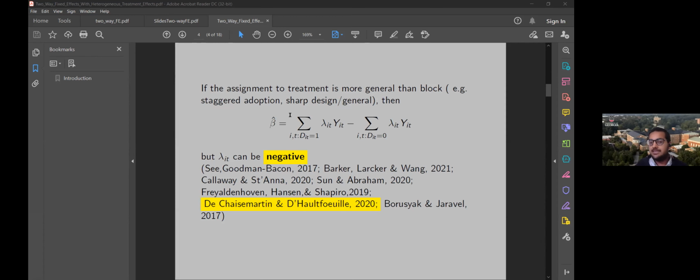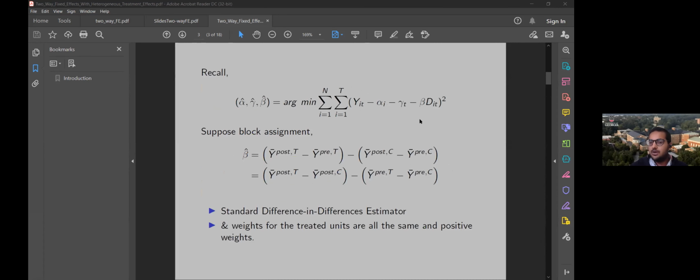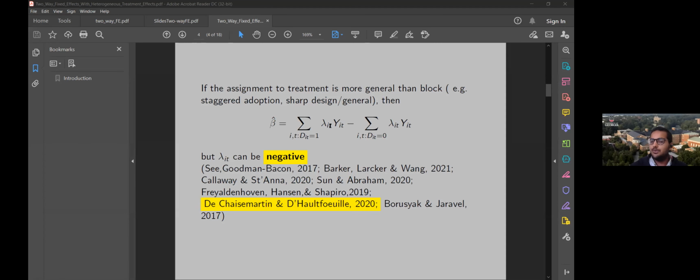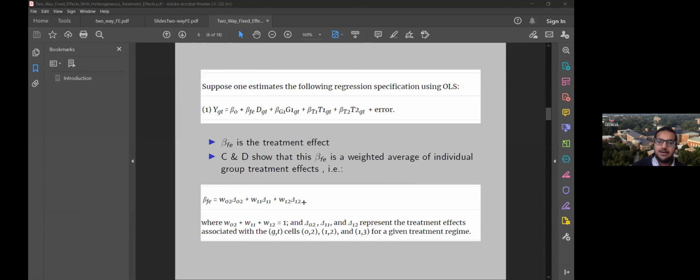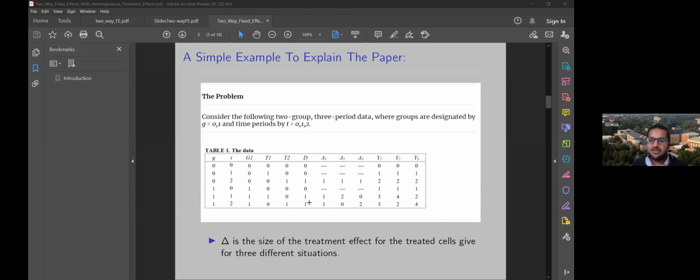So when your treatment is more general than a block assignment, your causal parameter is a weighted average of those who are getting treated versus those who are not getting treated. And this is where a lot of papers have realized that the weights associated with these outcomes may not always be positive. So a lot of work since Goodman-Bacon, and recently Borusyak, Jaravel and Spiess, and especially the one that I'm presenting today, are talking about how these weights can become negative. Okay, so if anyone has any questions or clarification, I can go on to an example.